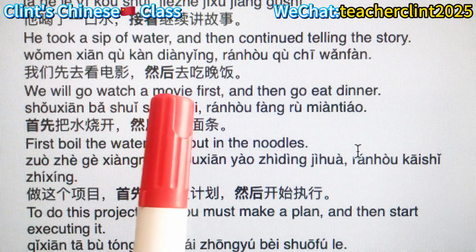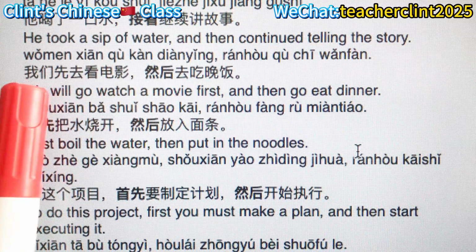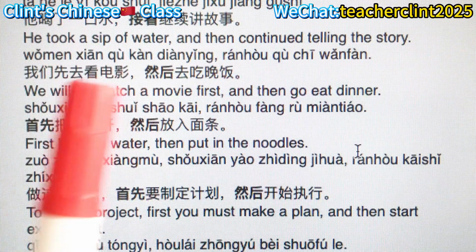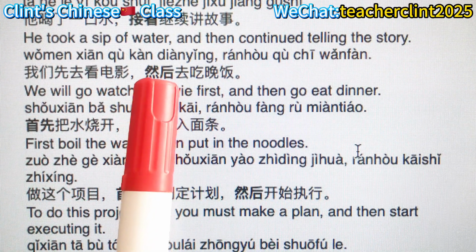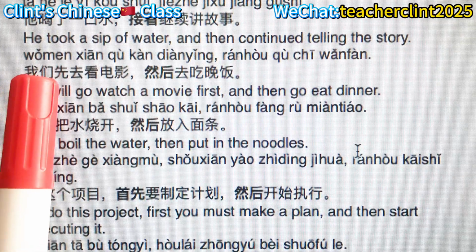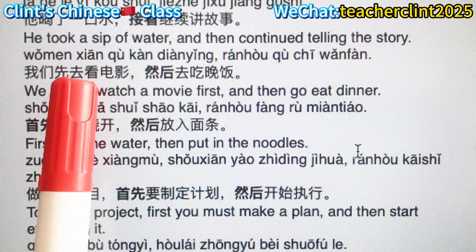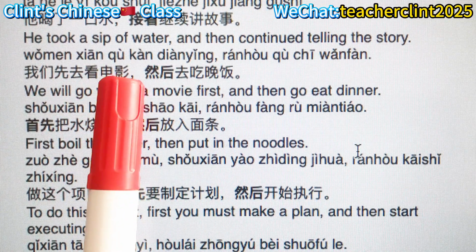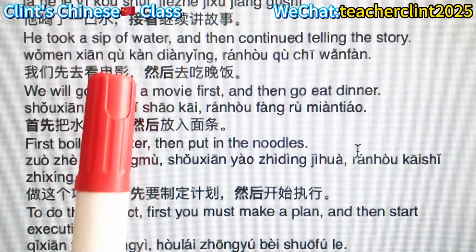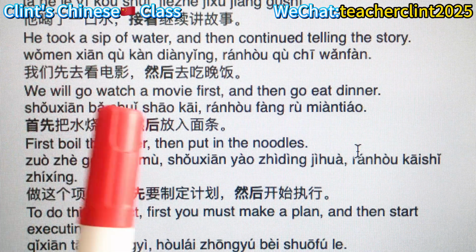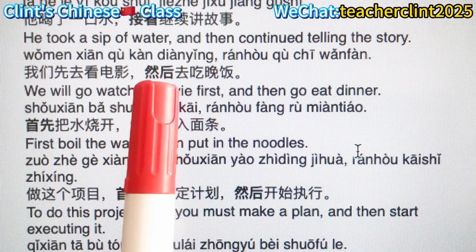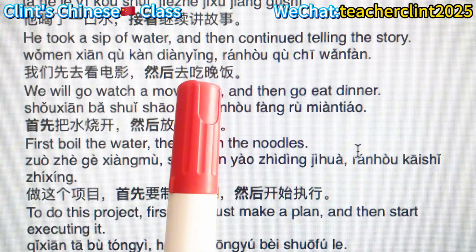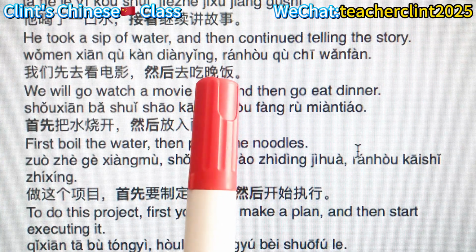We will go watch a movie first and then go eat dinner. 我们先去看电影，然后去吃晚饭。The conjunction is 然后 after that, right? 我们 we subject 先去 first go to 看电影 watch movie, so verb and object watch movie. This is independent clause, and this 然后 after that omit subject 去 go to 吃 eat go to eat 晚饭 dinner.